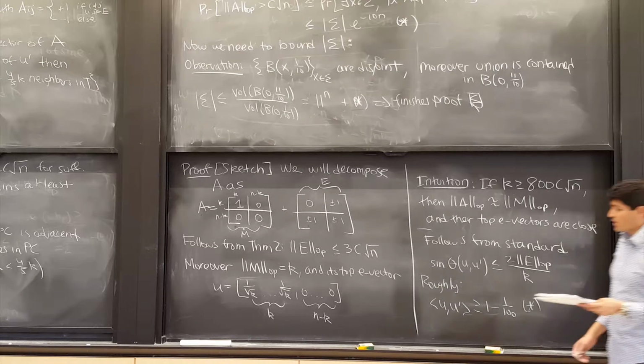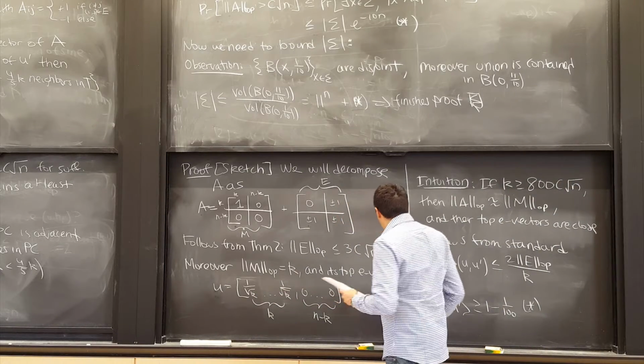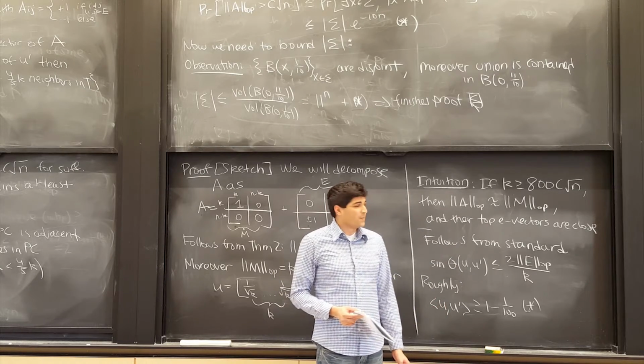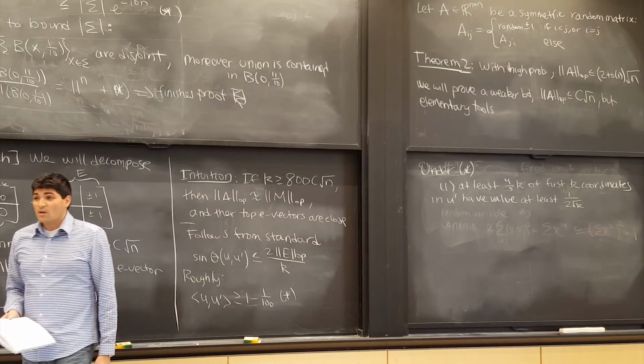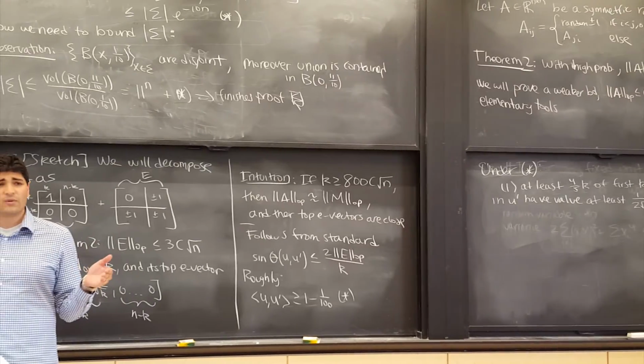So it started off with an eigenvector which just had 1 over root k everywhere. What I claim is that if u and u prime have a dot product which is at least 0.99, then it really tells us that in u prime, a large fraction of the first k coordinates actually have to be above 1 over 2 root k.